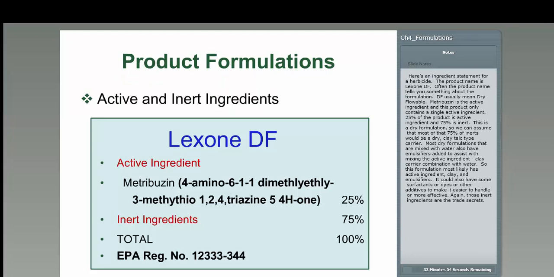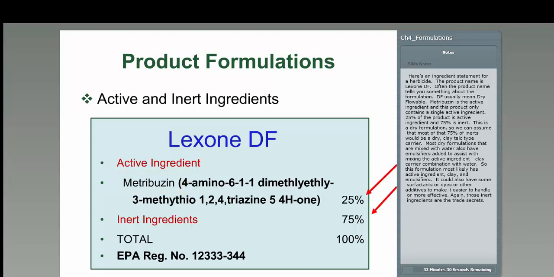Here's an ingredient statement for a herbicide. The product name is Lexone DF. Often the product name tells you something about the formulation. DF usually means dry flowable. Metribuzin is the active ingredient, and this product only contains a single active ingredient. 25% of the product is active ingredient and 75% is inert.